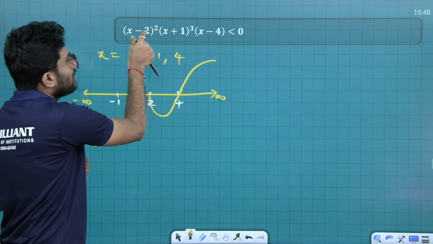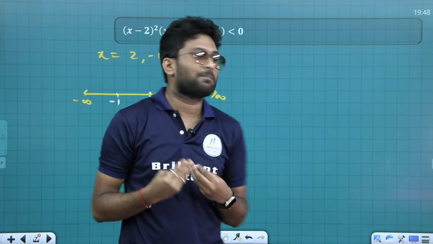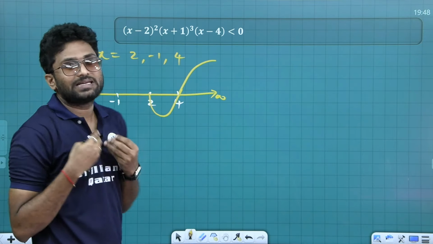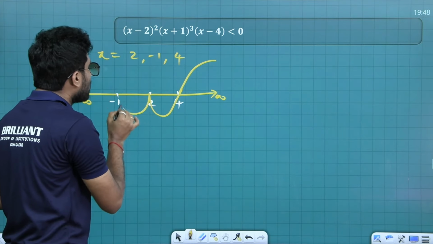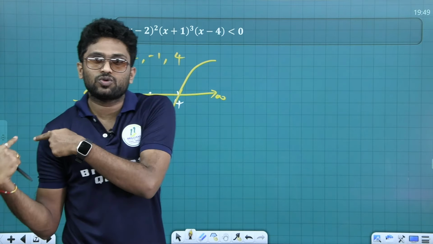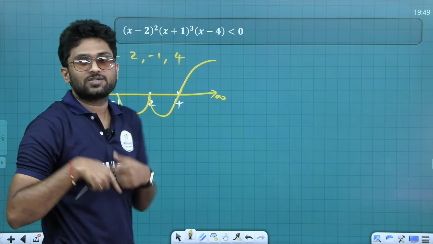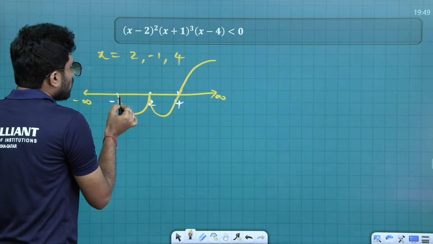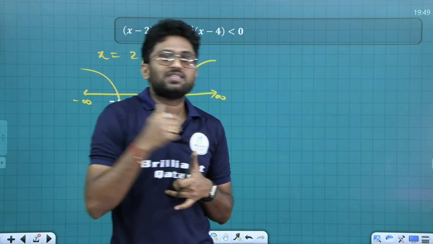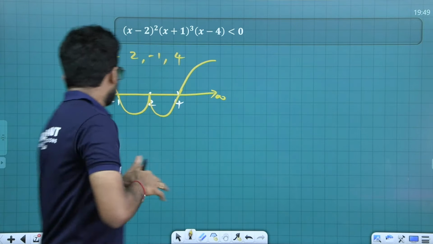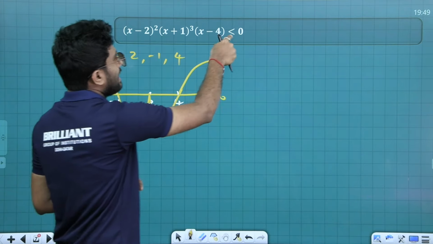Now at x minus 2, which is raised to an even power, the path of the curve shouldn't be changed. We are below the number line, and the same below-the-number-line path has to continue till we move to the next critical point. Then at minus 1, (x plus 1) whole cube is raised to an odd power, so we can change the direction of the curve. That's it. Now this is the wavy curve. Using this wavy curve, we need less than 0.